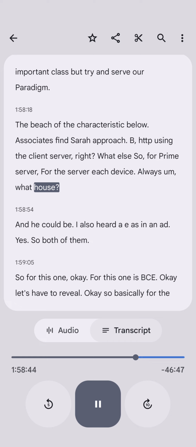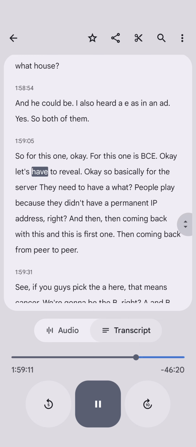E. I heard D as in dog. Everybody picks the D? We pick the D. I also heard E as in egg. Yes. So for this one, for client server, it is BCE. Okay, later on we'll review.